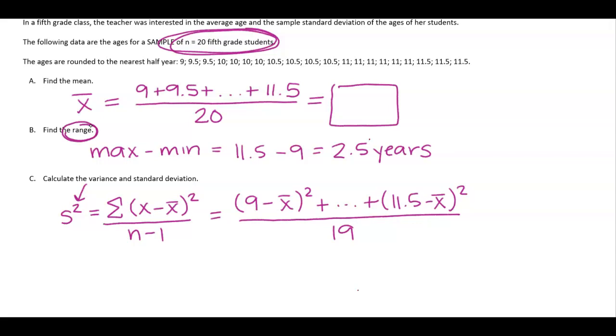Then to find the standard deviation, because this would then be in units squared, right? So this would be in years squared, but I don't want that unit to be in squares. So I'm going to take the square root of my variance to make sure that I get back to years. And then standard deviation is what we'll report with the mean.